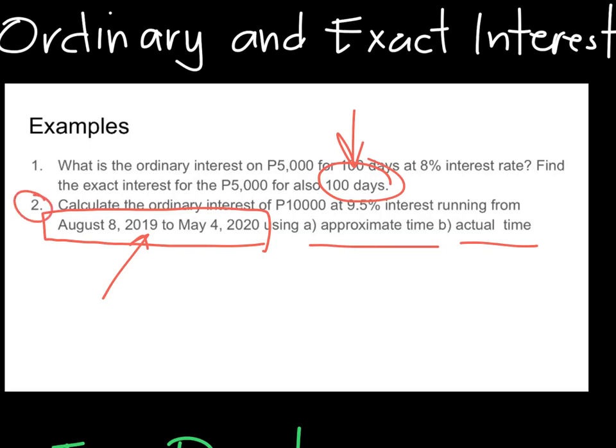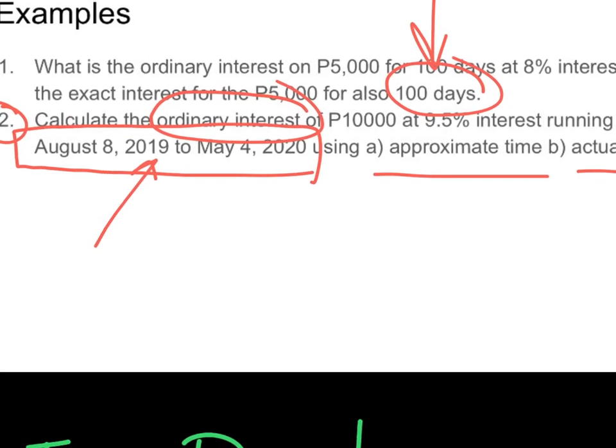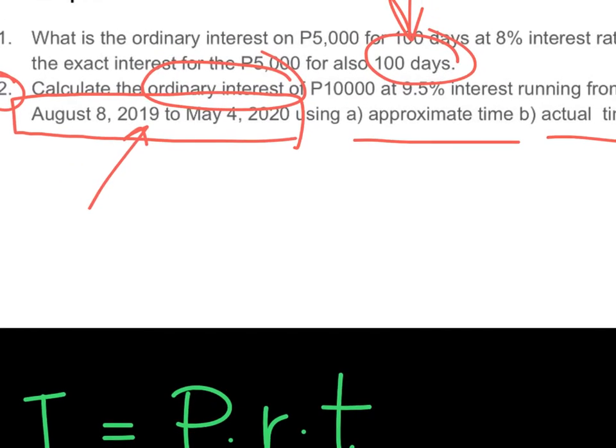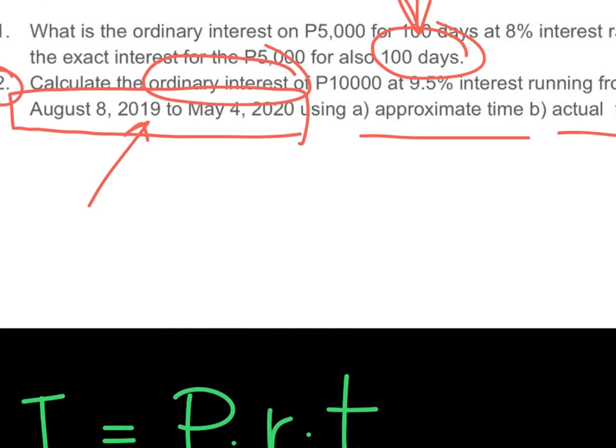In problem number 2 also, take note that the type of interest that we have to compute is an ordinary interest. Okay, let's start with A, using the approximate time. For the approximate time, the concept is, if you have seen my video before, approximate time assumes 30 days for each month.